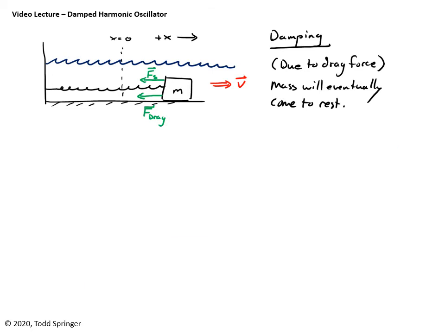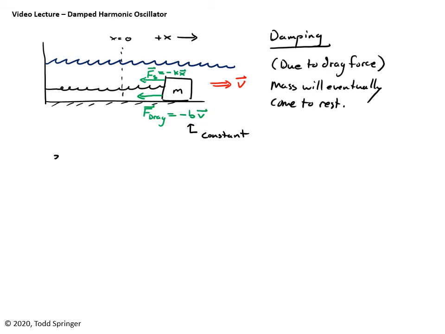Okay, so let's think about the forces acting on this object. We've got the spring force, which is minus kx, and we've got a drag force, which we write as minus b times the velocity. So the minus sign tells you that it's in the opposite direction of the velocity. The drag force always slows down the object. And there's a constant here, b, which tells you just how strong this drag force is.